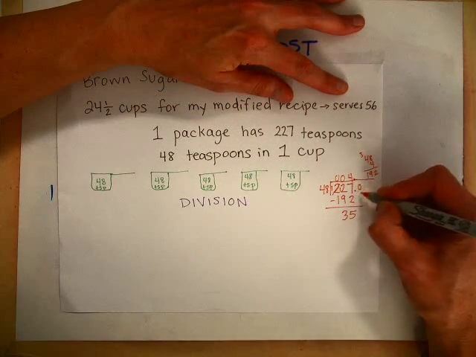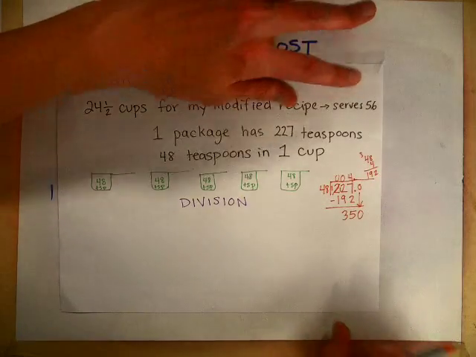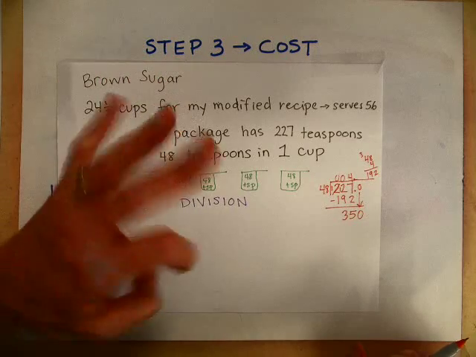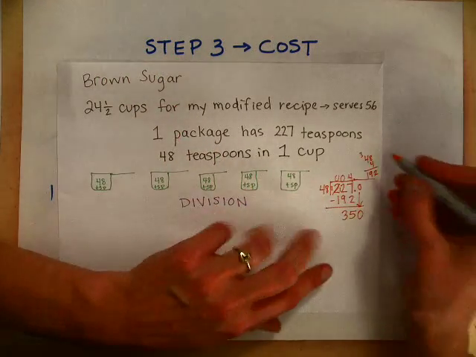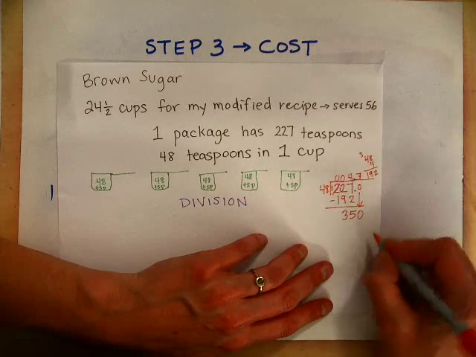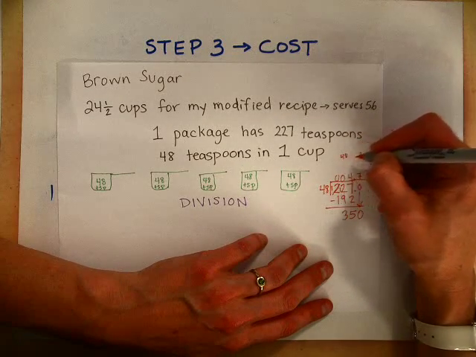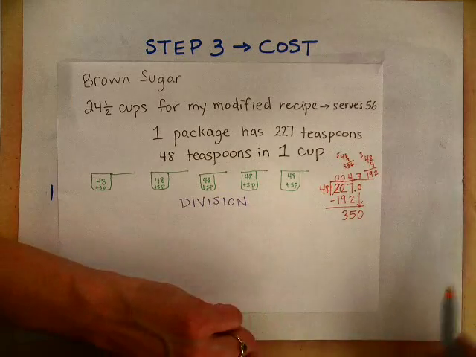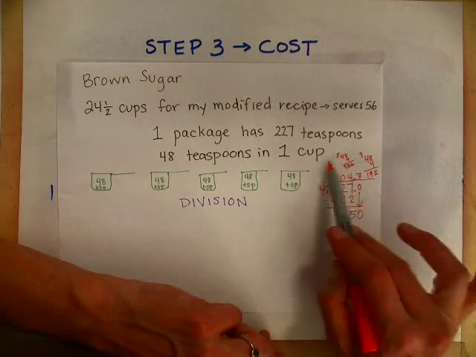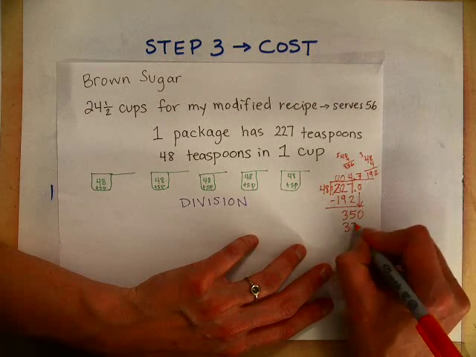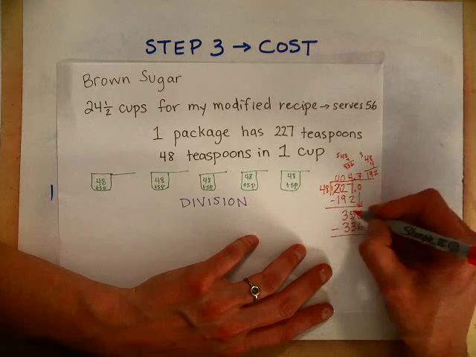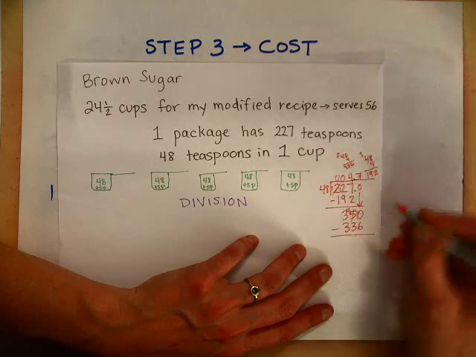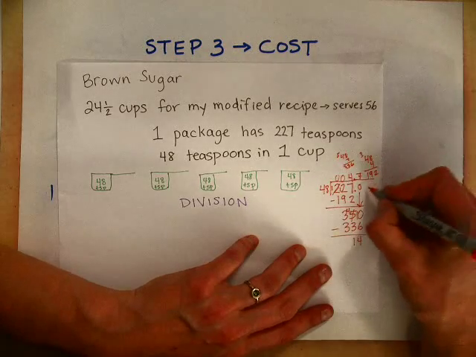Put that decimal there, bring down the 0. Okay, so 350. So 50, 100, 150, 200, 250, 300, 350. So 48 probably fits in there about 7 times. So I'm going to multiply that again. 48 times 7 is 336. Pretty sure that's right. Yeah. So 336. So turn this into a 10. Regroup there. 1 and 14. We'll do one more.